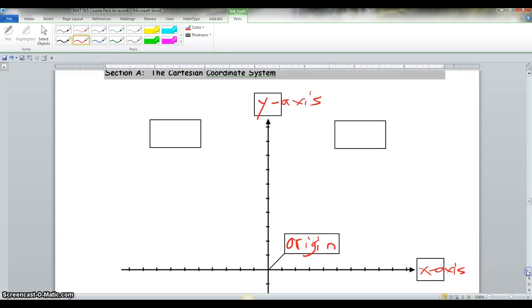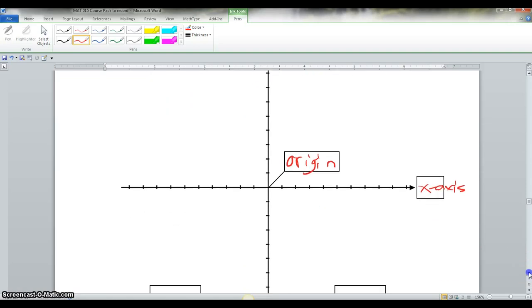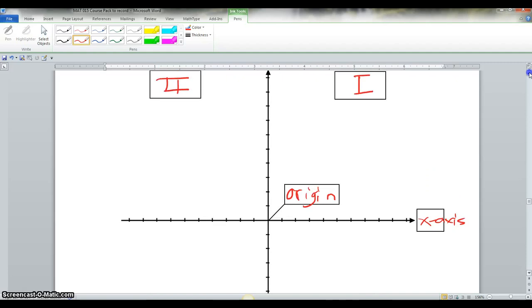Okay, now this graph here is broken up into quadrants. Okay, this is quadrant 1. This is quadrant 2. Now we scroll down here. This is quadrant 3. And finally, this is quadrant 4. Now there are some characteristics to these quadrants.